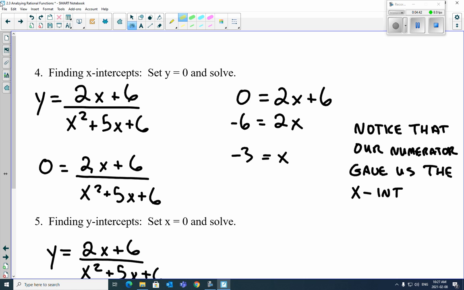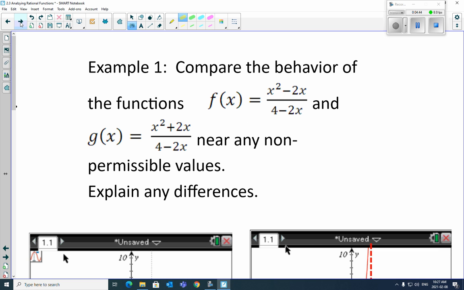Okay, so let's look at some examples. That's the kind of key thing here. So compare the behavior of f of x equals x squared minus 2x over 4 minus 2x and x squared plus 2x over 4 minus 2x. So the difference here is this is positive here and this is negative here. So let's look at some of the different things.